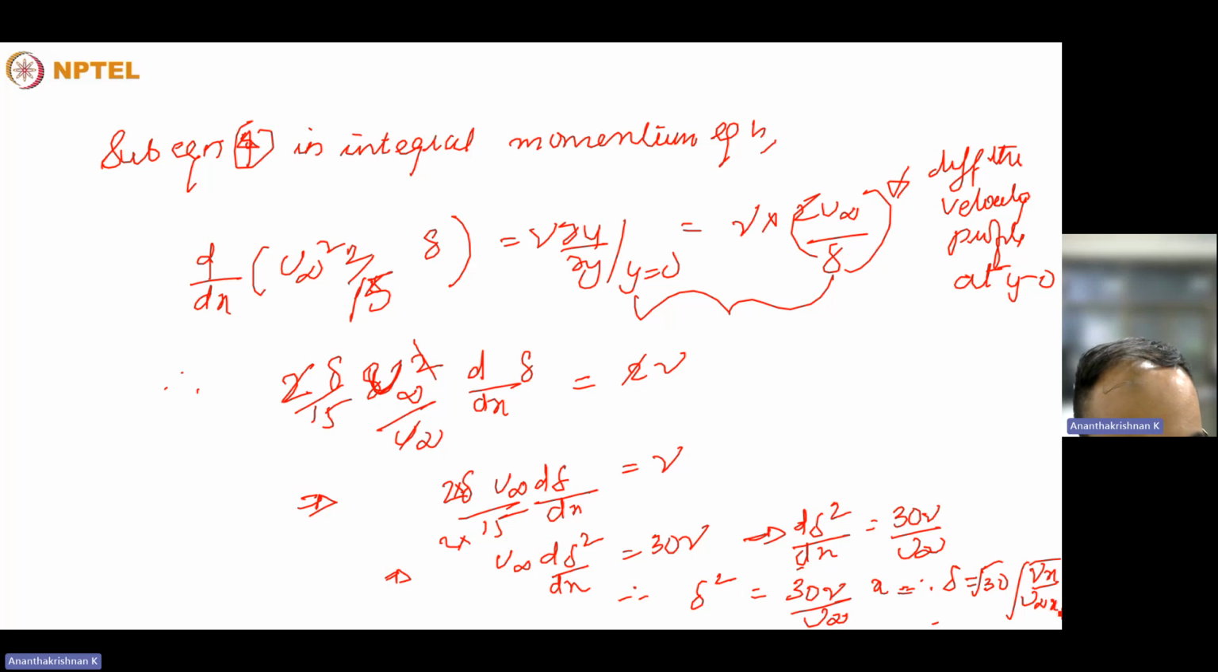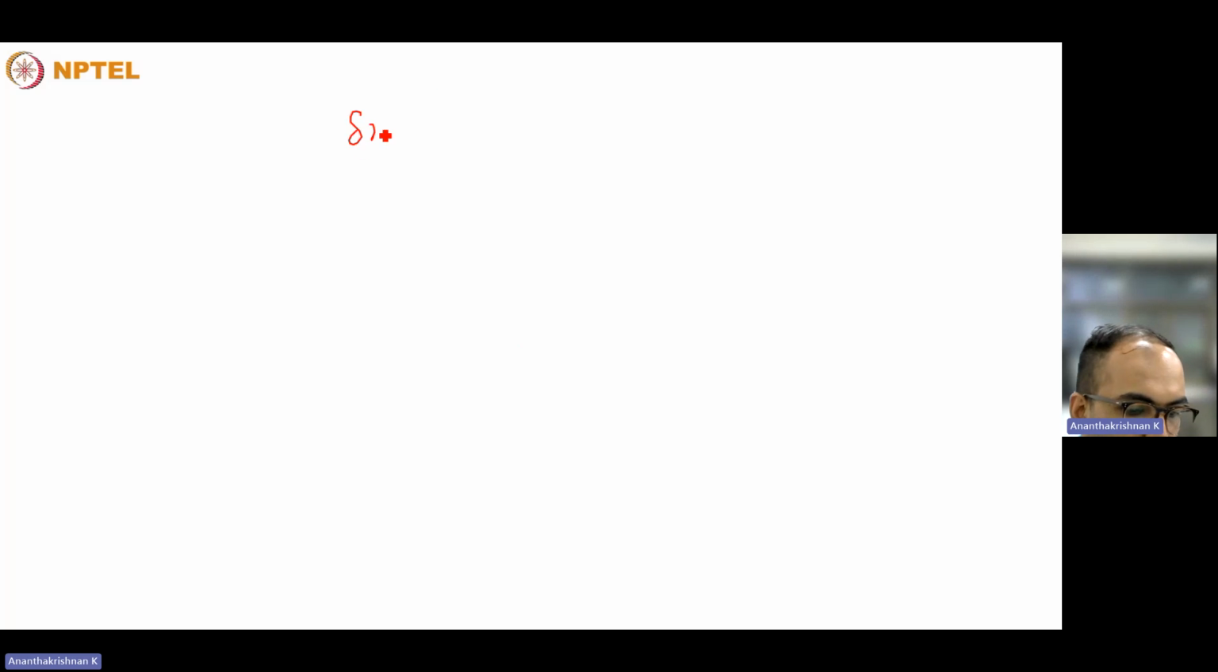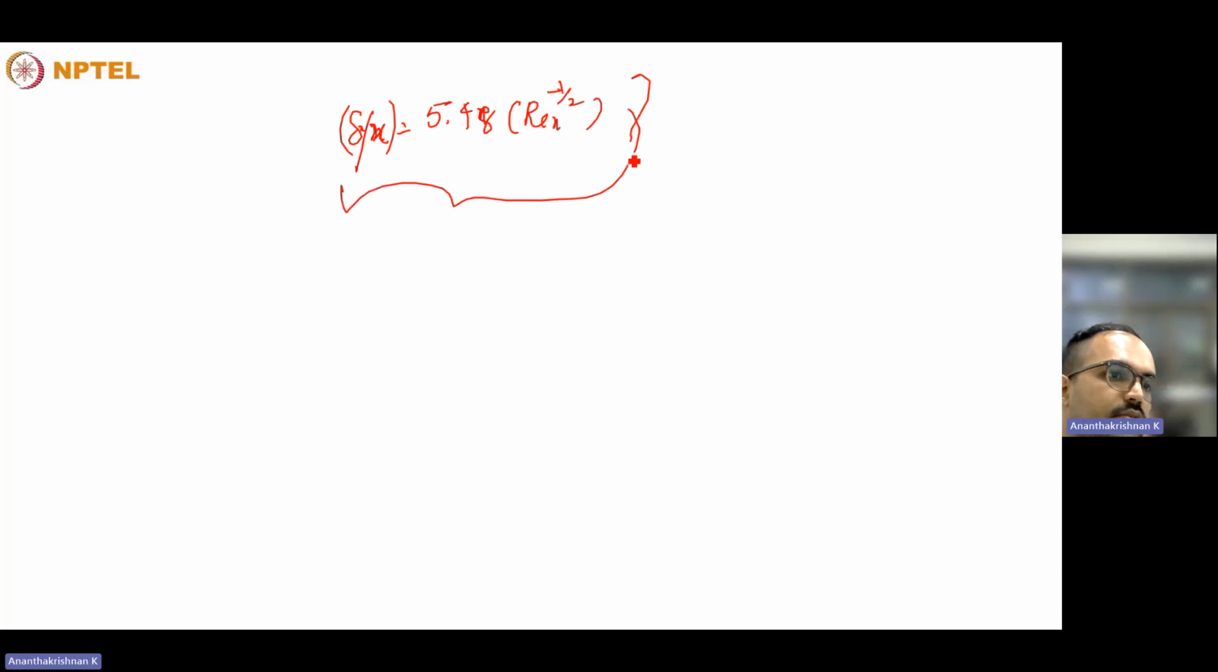Take x on numerator and denominator, and this becomes delta by x is equal to root of 30 into Reynolds number at x raised to minus 1 by 2. So we'll get the profile for delta x. Delta x divided by x is equal to 5.48 into Reynolds number at x raised to minus 1 by 2. So this is the hydrodynamic boundary layer thickness with respect to a quadratic velocity profile.